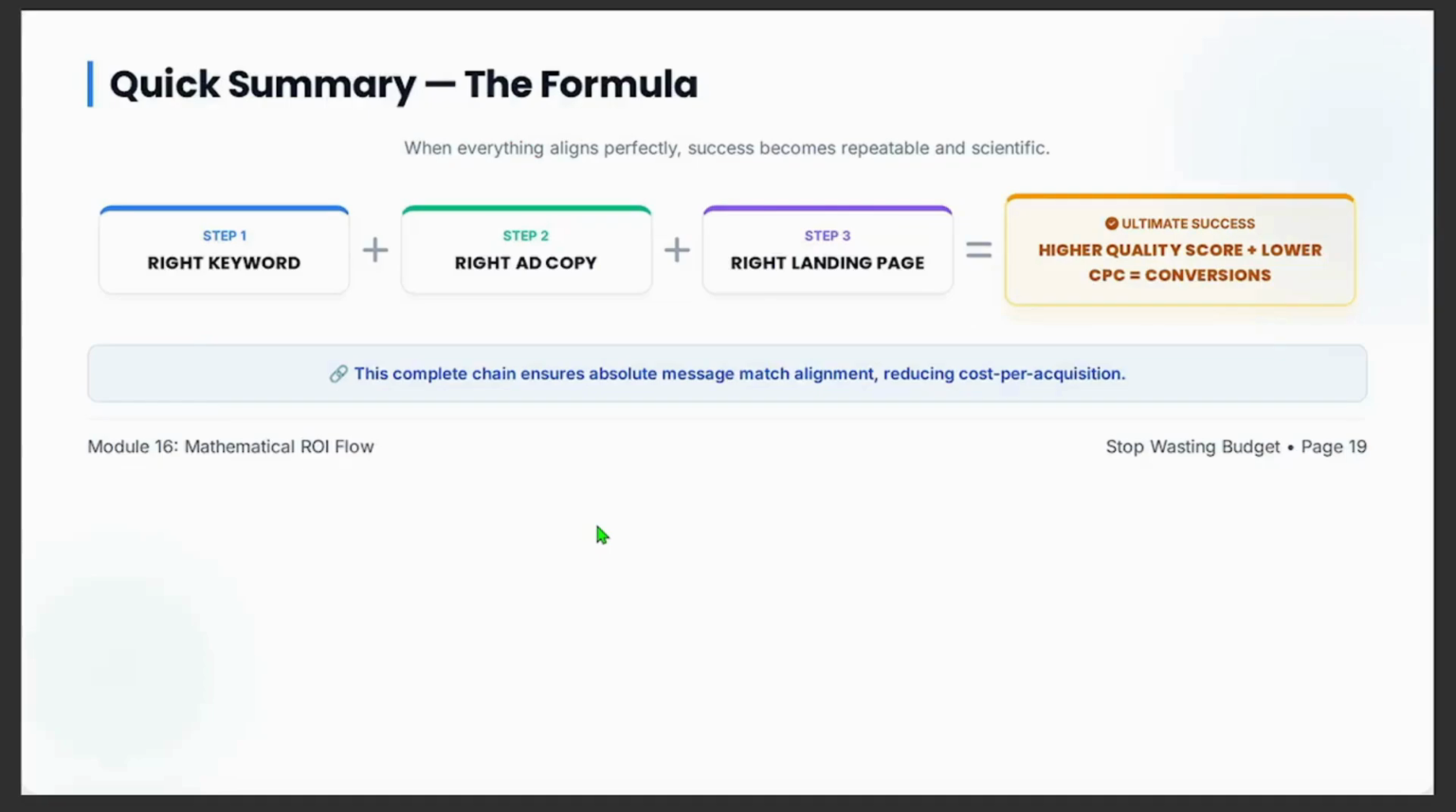And now let me give you the simple formula for success in Google Ads. Right keywords, right ad, right landing page. Okay, and a higher quality score plus lower CPC plus more conversions. It's that simple, very simple. When you get all three right, Google rewards you. You pay less, you get more, your business grows.